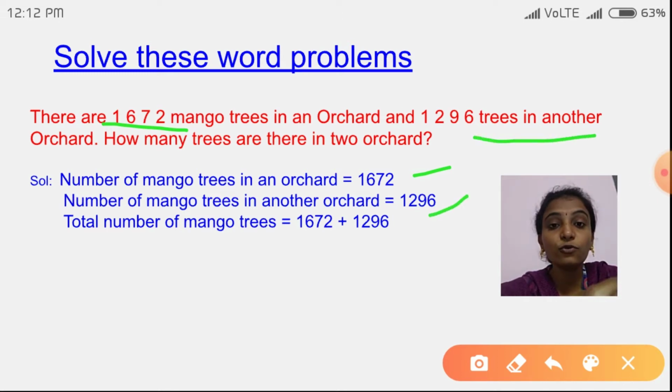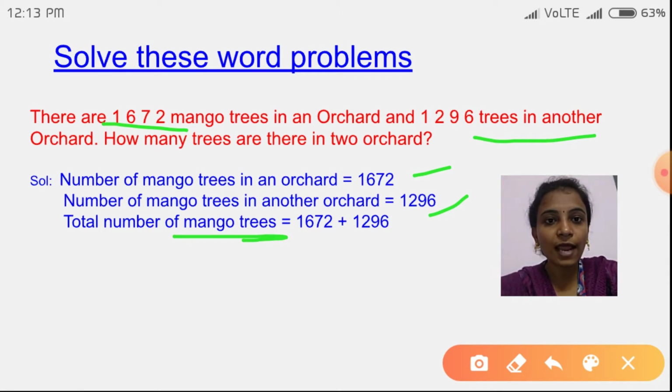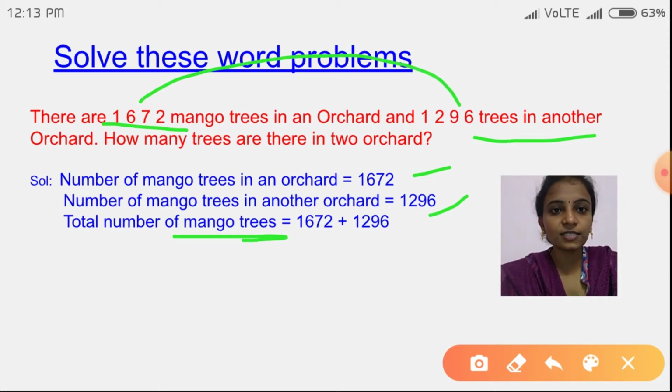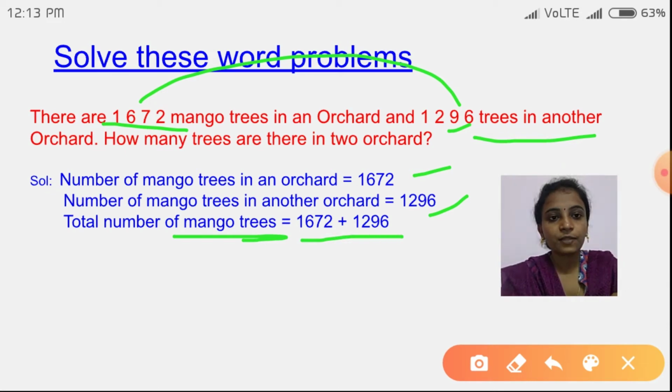To make it easy for you, I am writing the simple steps in the question itself. Okay? Now we have to count the total number of mango trees. That means we have to find the total number of trees combined. So we have to add this number and this number, 1672 and 1296. These two numbers we have to add. Okay, see here.